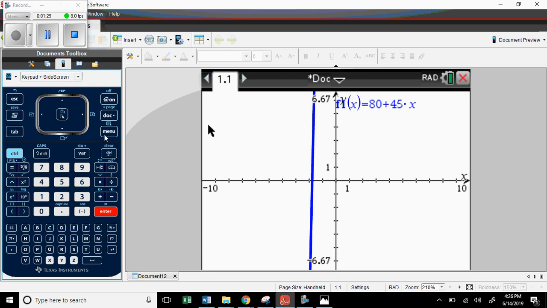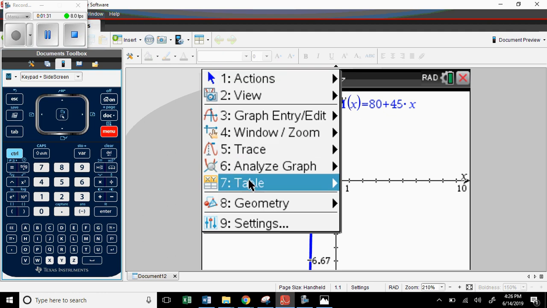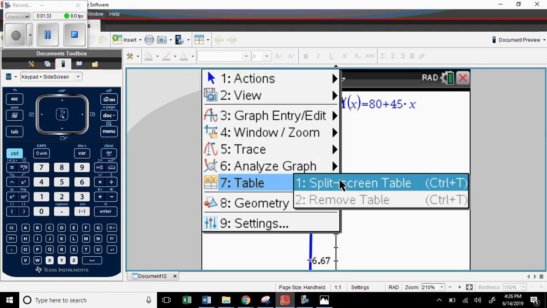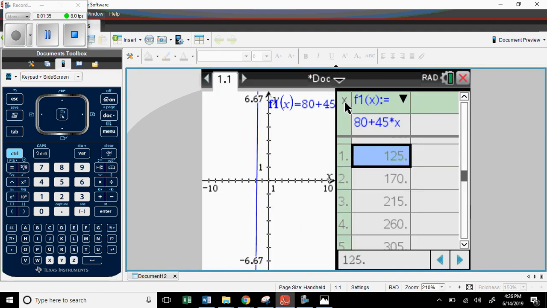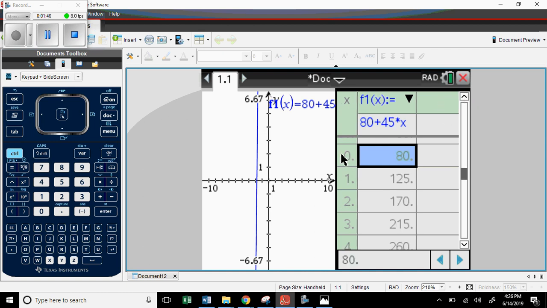However, we can go to our menu and pull up a table. As we pull up this table, the first column is our X variables, and our second is our Y. The X represents the hours, Y represents the cost. So if we have 0 hours, we don't have the plumber, he's still going to charge us $80. That's probably the charge just to come out and look at it.